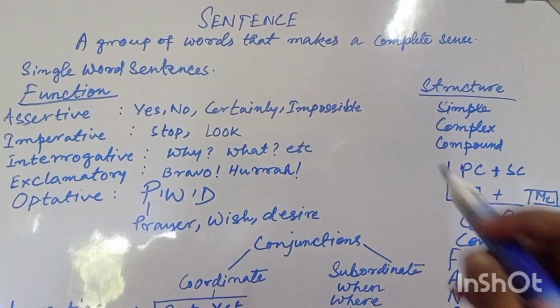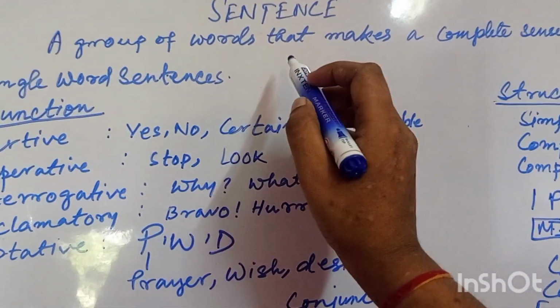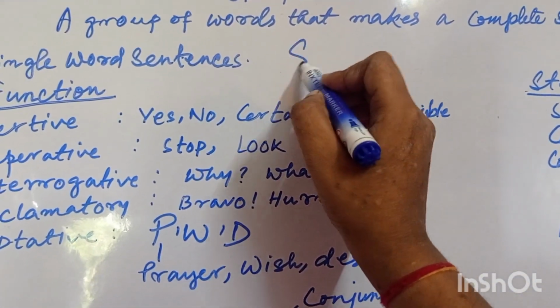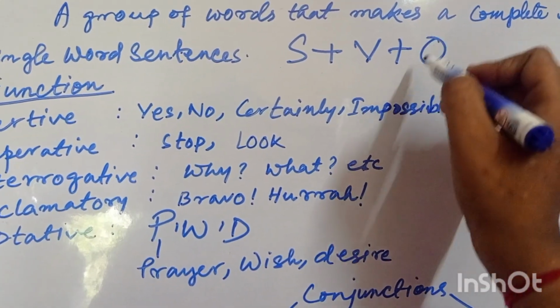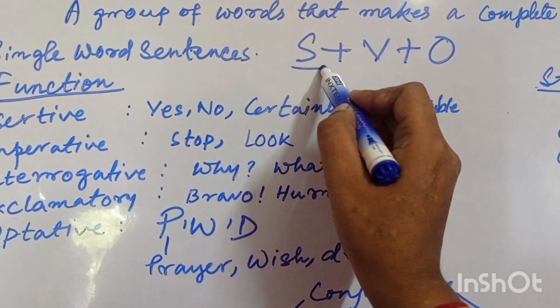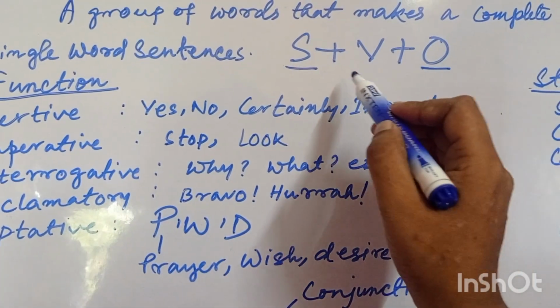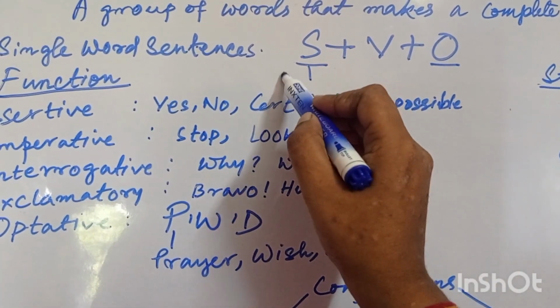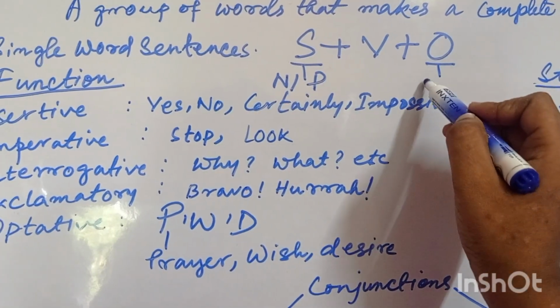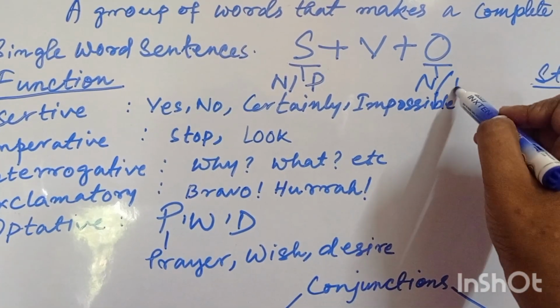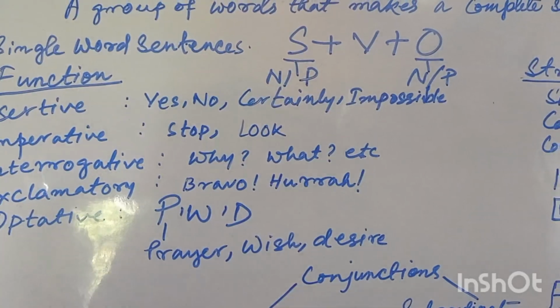The basic structure that we use to frame a sentence is subject plus verb plus object, isn't it? So in place of subject and object, whom do we place? We can place a noun or a pronoun, and in the place of an object also we can place either a noun or a pronoun.